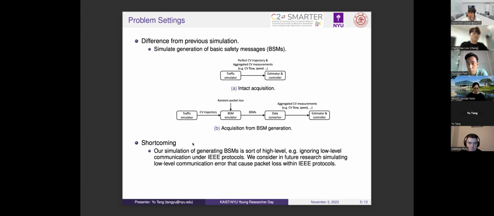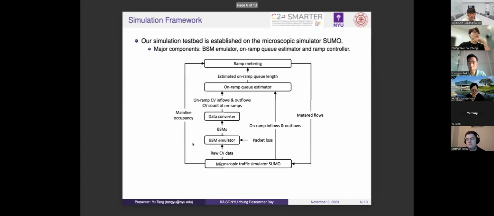Of course, there are some shortcomings in our simulation. The major shortcoming is that our simulation of generating BSMs is sort of high level, because we do not consider the low-level communication procedures within IEEE protocols. But it's not a big problem because in our study, we mainly focus on evaluating the impacts of packet loss on traffic control. We do not focus on evaluating the cost of packet loss. We can consider in future research simulating low-level communication errors that cause packet loss within IEEE protocols.